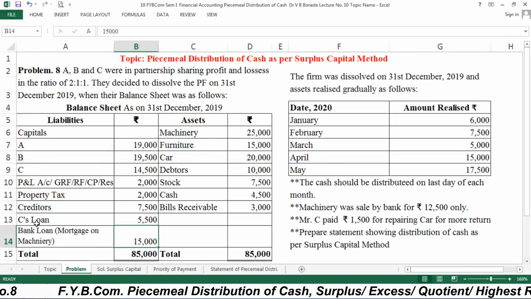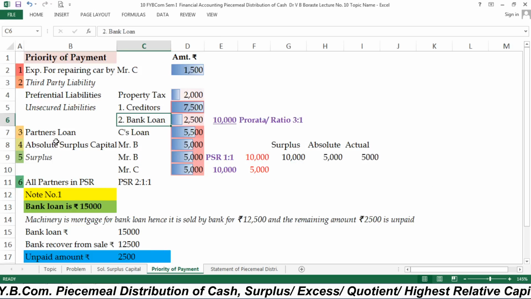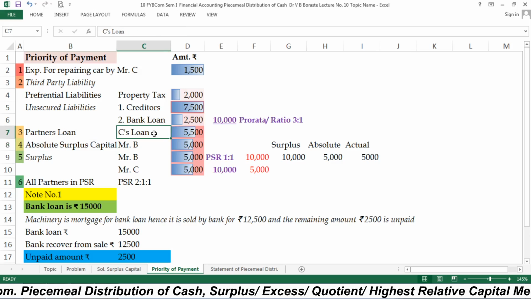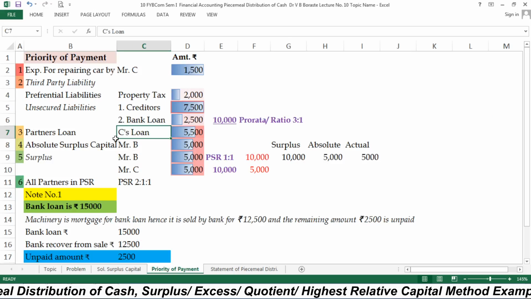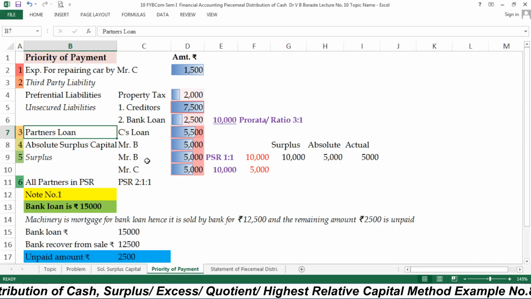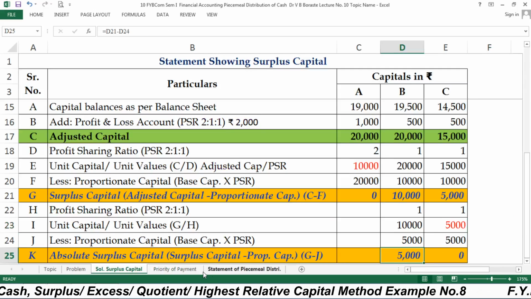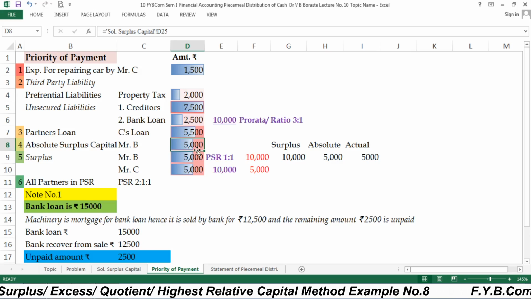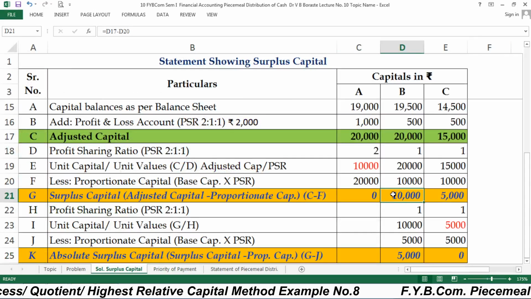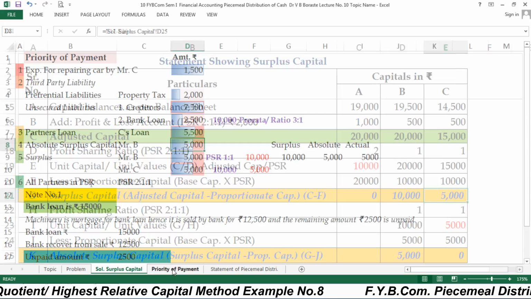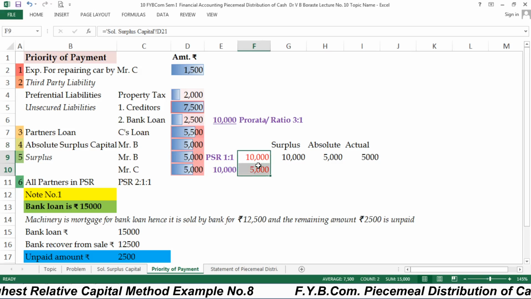After this payment we have another liability, that is Mr. C's loan. C is a partner, so that is partner's loan. In the next step we have to pay C's loan, that is 5,500. After the partner's loan we have to pay the absolute surplus of Mr. B, that is 5,000. So the next number is Mr. B's absolute surplus. Then we have to pay surplus capital of Mr. B 10,000 and Mr. C 5,000.